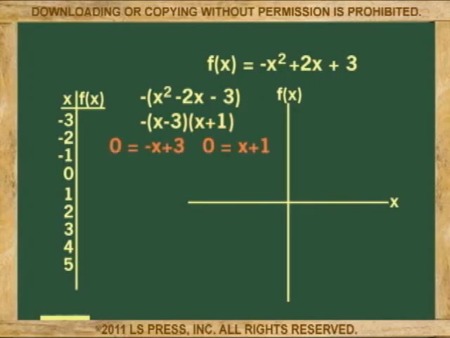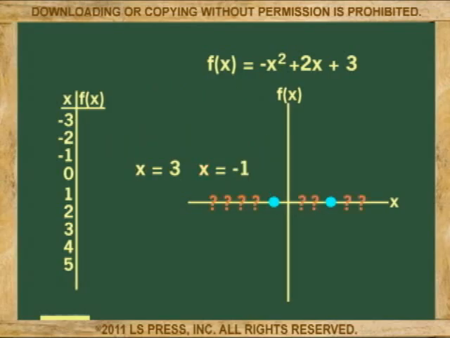We solve both binomials when they are 0, and x equals 3 and x equals negative 1. These are the points where the line crosses the x-axis. Please notice that sometimes the x-intercepts are not found by simple factoring, and the quadratic formula must be used.